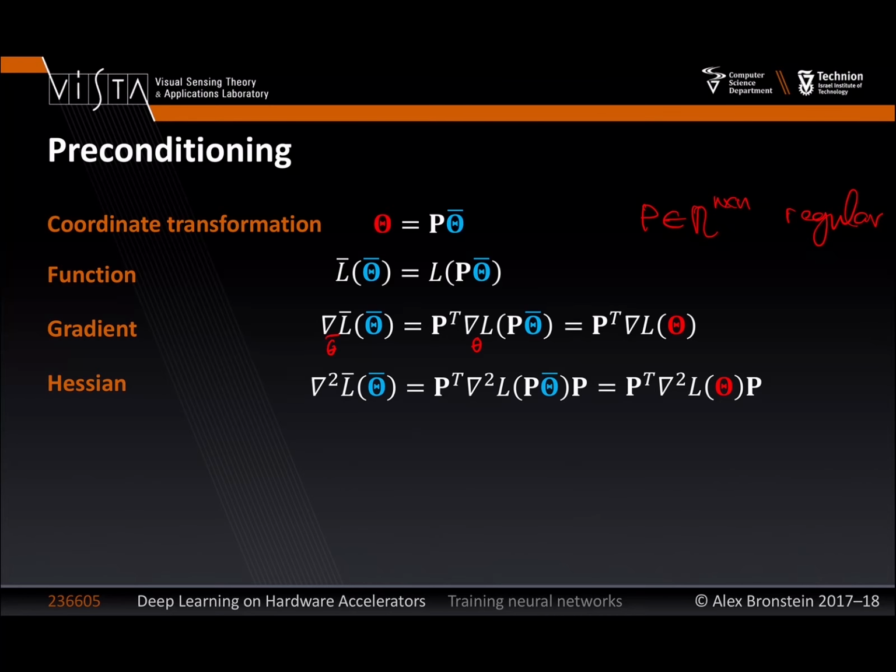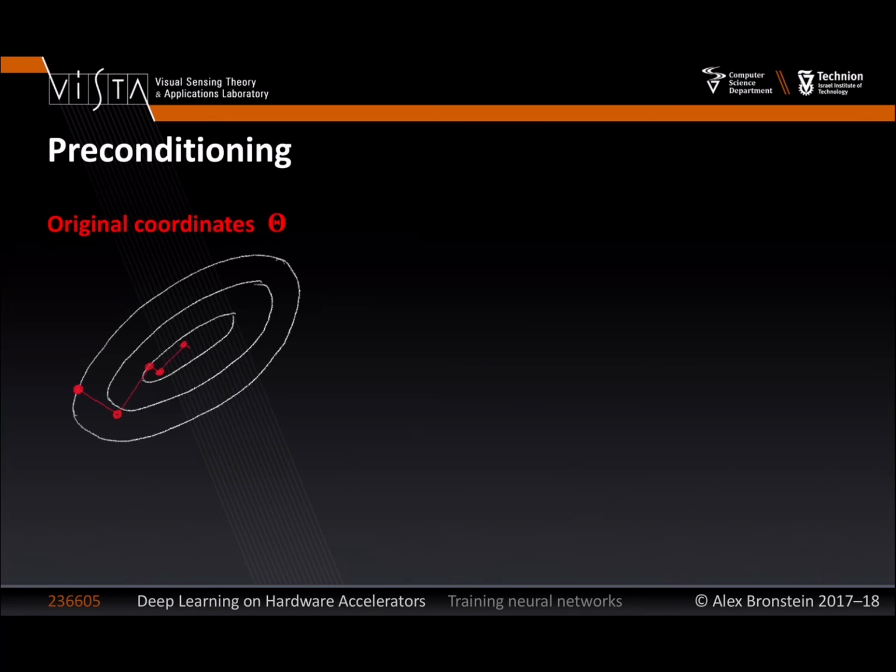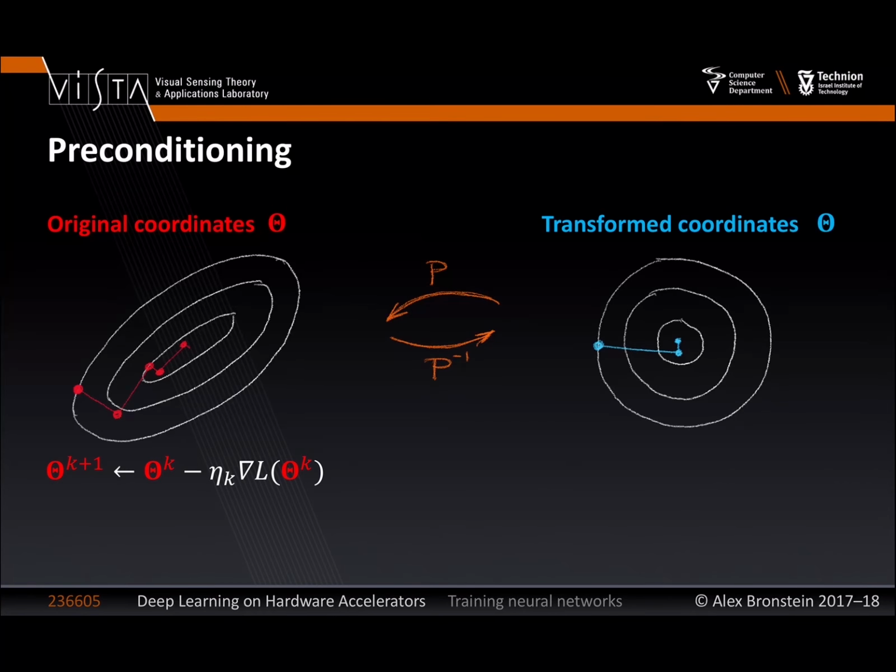Okay. And basically, what we have is this update of the gradient descent that I would like to write in both coordinate systems. Okay. So in the original coordinate system, we have this. This is our update. We are just doing regular gradient descent. Now I'm transforming to my new coordinate system, theta bar, has to be bar.